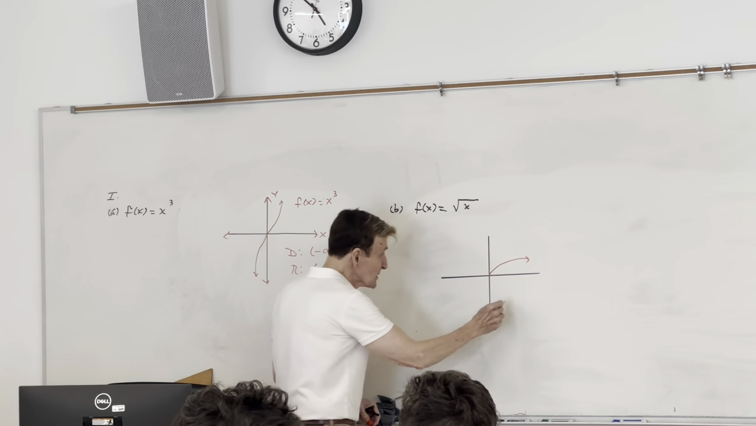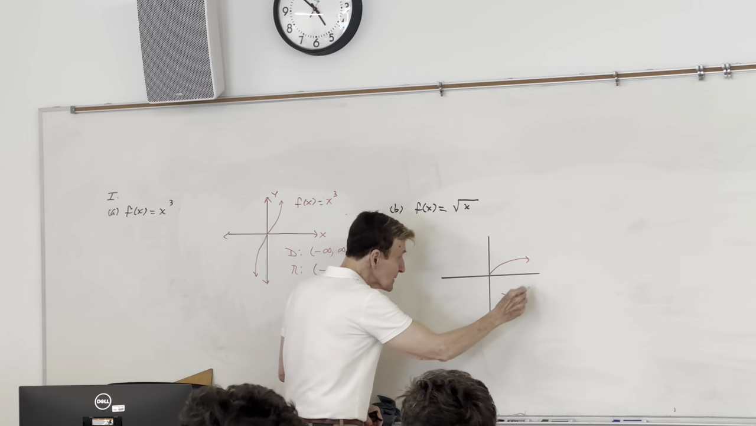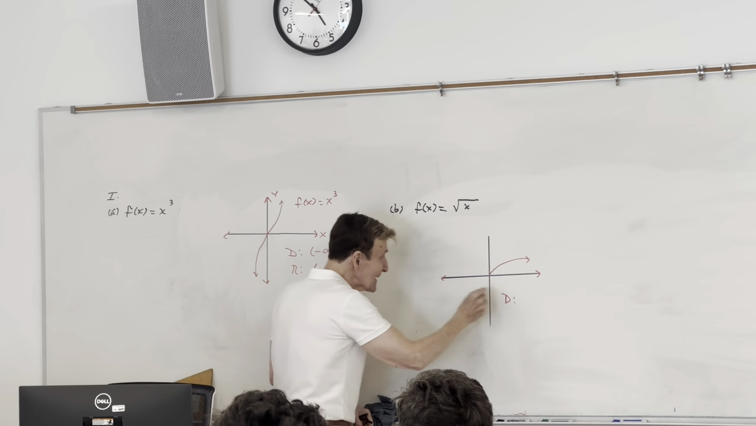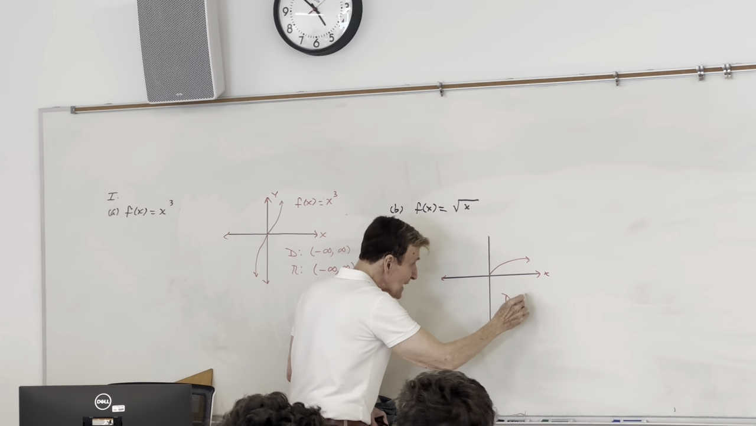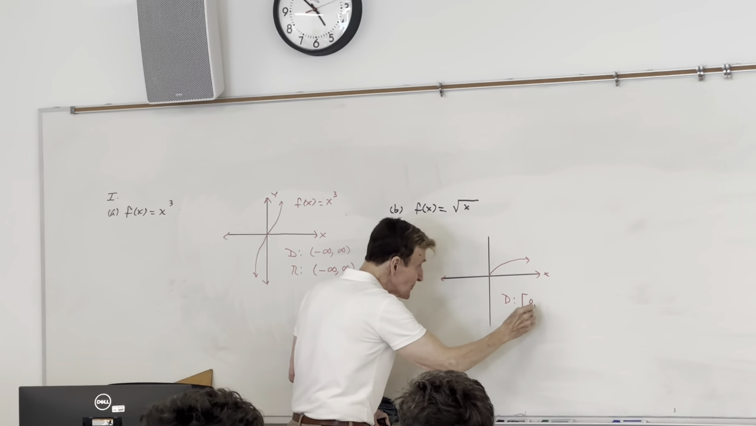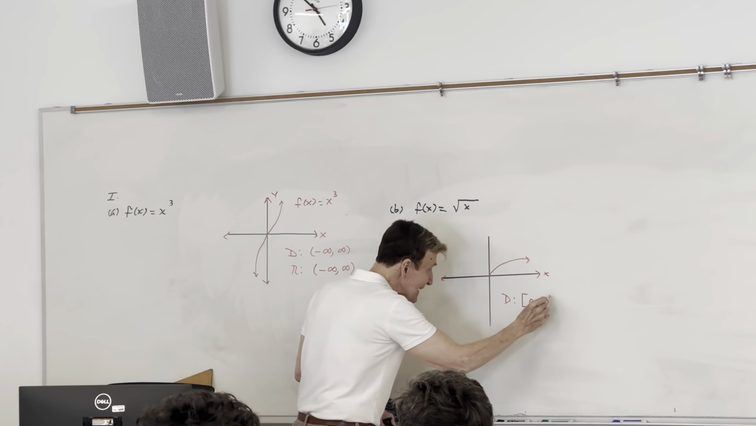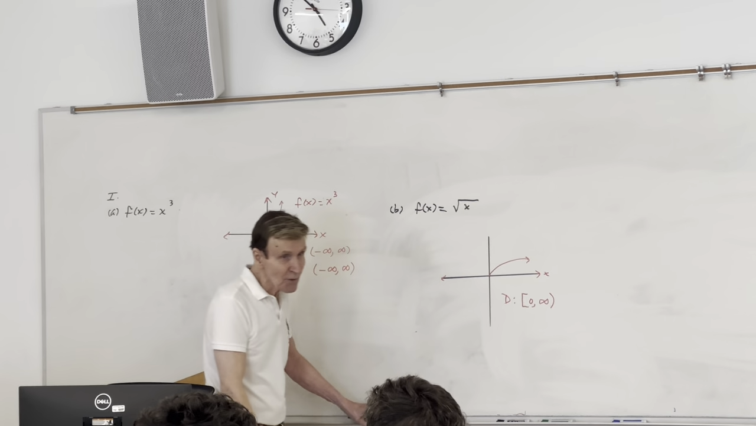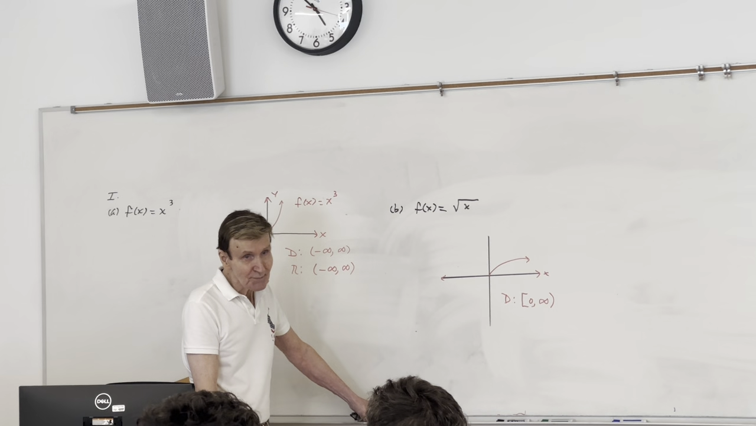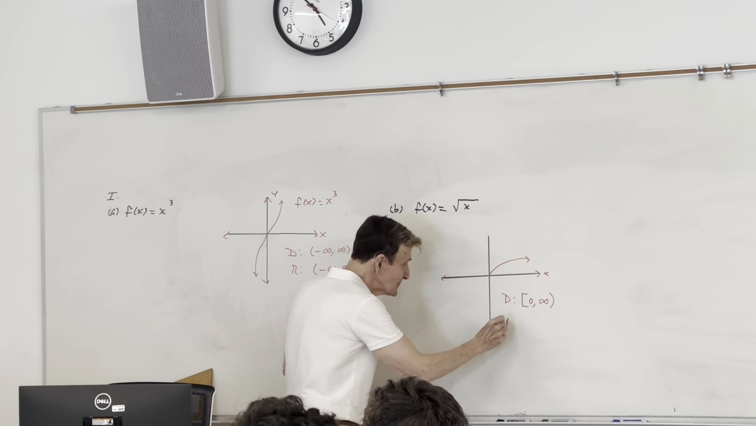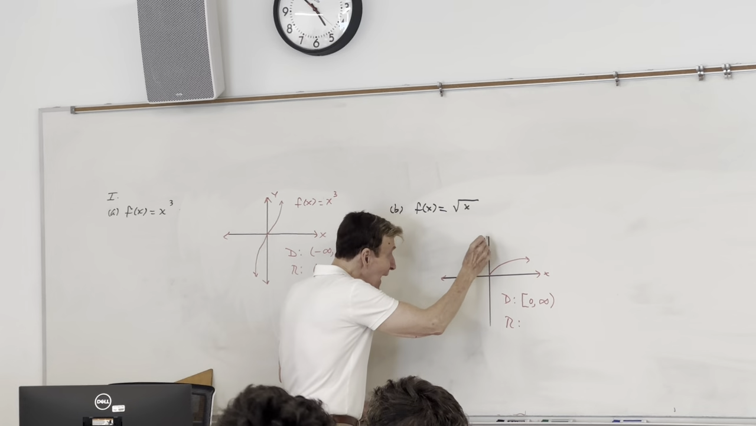Domain on this one, guys, is domain. Be careful from left to right. This is the x-axis. It must be written as bracket, starts with 0, and goes to infinity for the domain. Range, which is a set of y's.